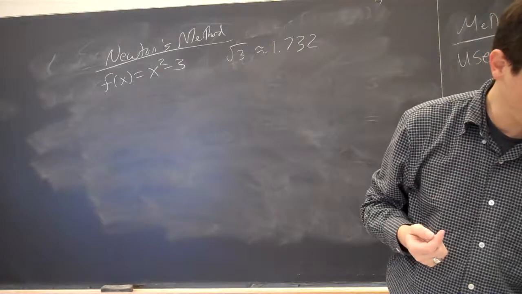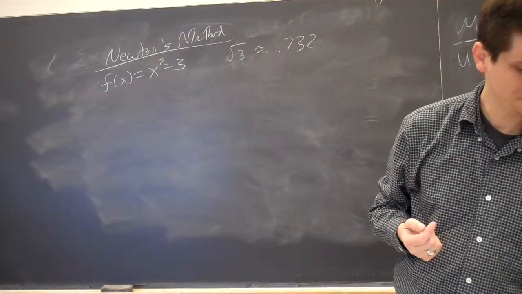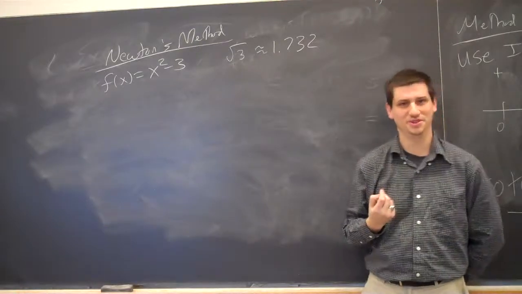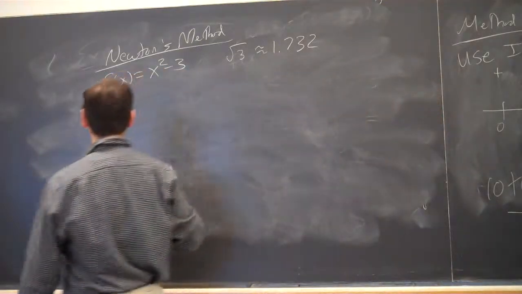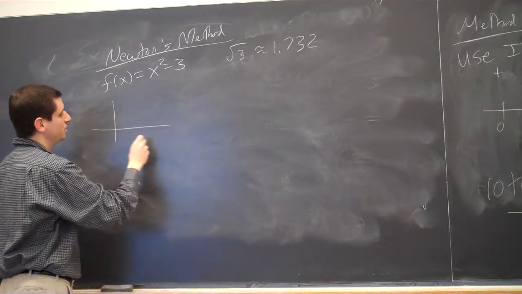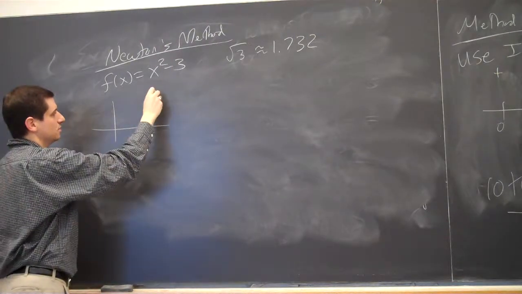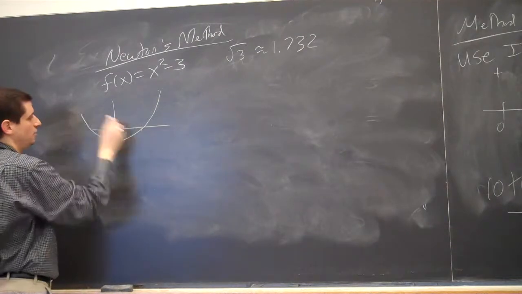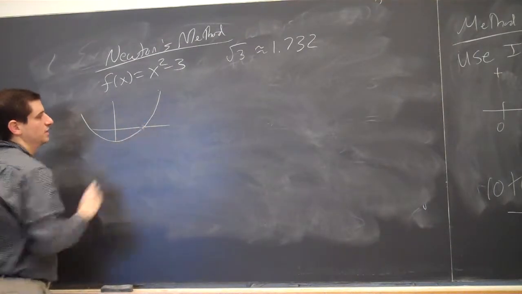1.732. Who can pop up more digits? We'll stop with that for a moment. I want to show you how Newton's method works. Here's the square root of 3.